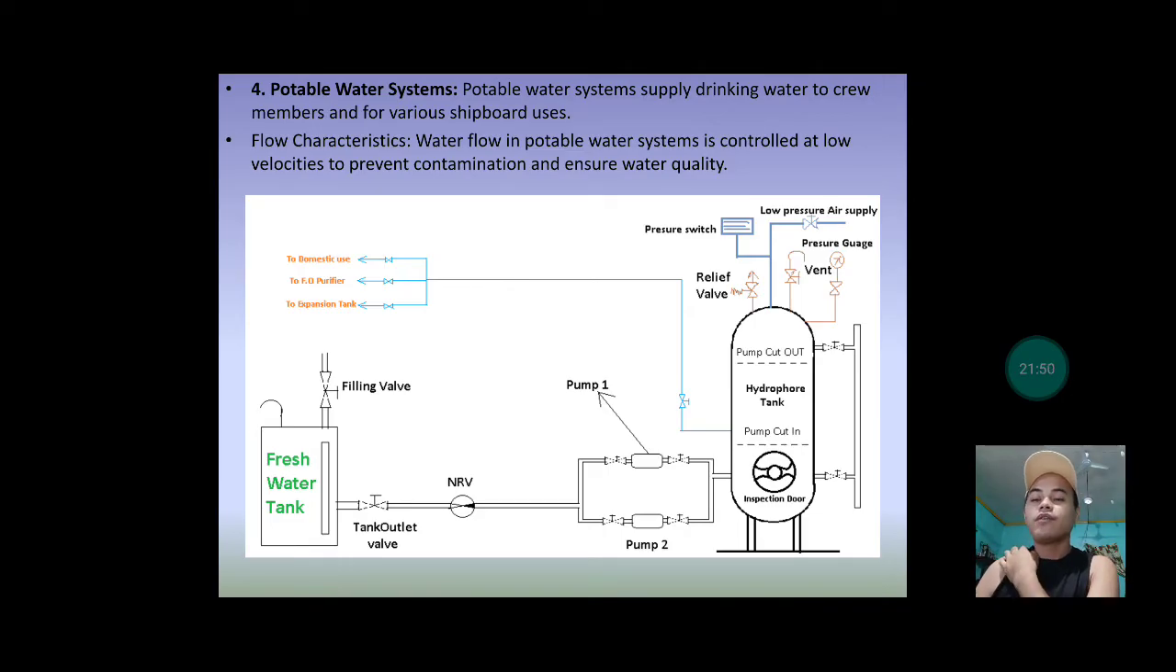And then for low velocity, we don't really need high velocities for our potable water, so that we can also control the water. We prevent spill when using it, so that's why we also need low velocities of water flow in our potable water systems.